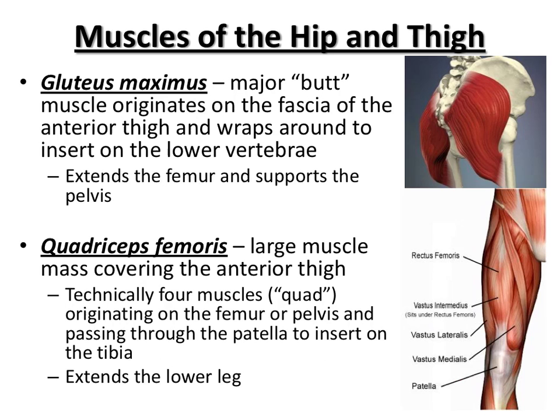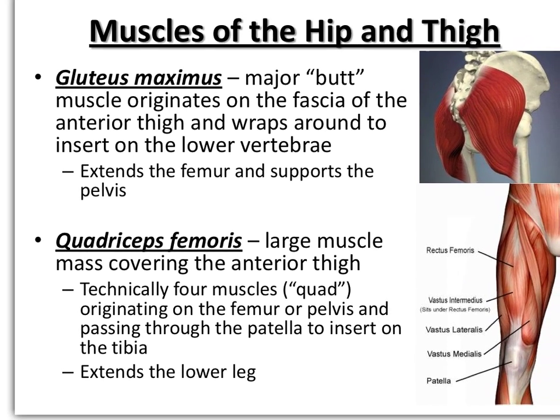Second muscle for the hip and thigh is the butt muscle, which we're all familiar with, I think, called the gluteus maximus. This is your major butt muscle. It originates on the fascia of the anterior thigh. So kind of like the front of your thigh is where this muscle attaches, and then wraps around and inserts on your lower vertebrae, like we see here. So it attaches here in the lower vertebrae and forms your butt muscle. Your butt muscle is there to extend your femur. So if your leg is bent, so think about like you jump over a hurdle and then you extend your leg back out. So you straighten your leg back out. Your butt muscle helps you do that, and it also helps to support your pelvis and just keep your balance and things as well.